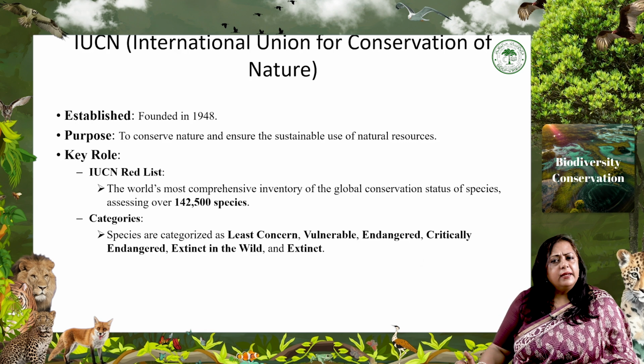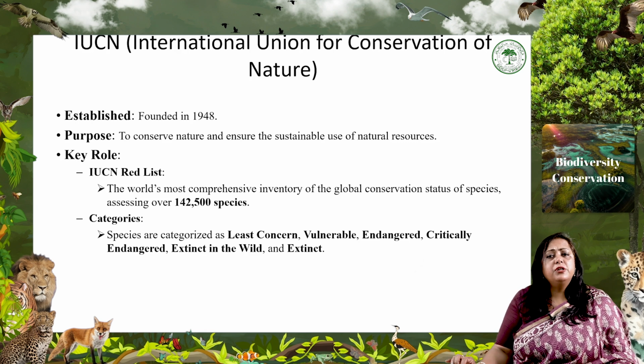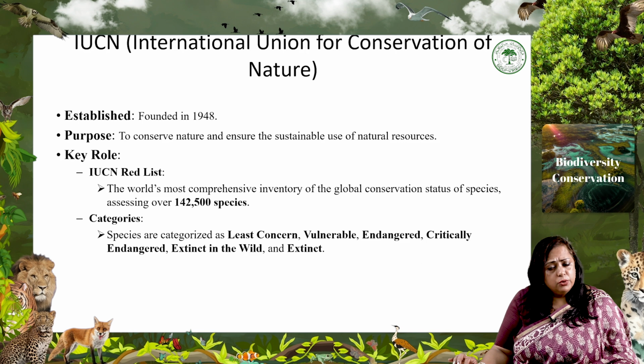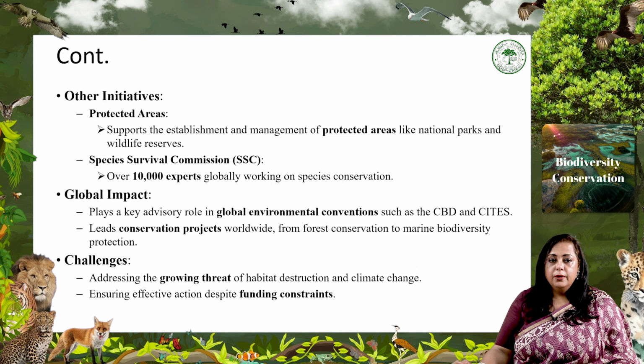There are different categories under the IUCN: least concern, vulnerable, endangered, critically endangered, extinct in the wild, extinct and data deficient. There are certain species on which there is no work. So we consider those species whose status we still do not know, and we keep them under the category of data deficient.